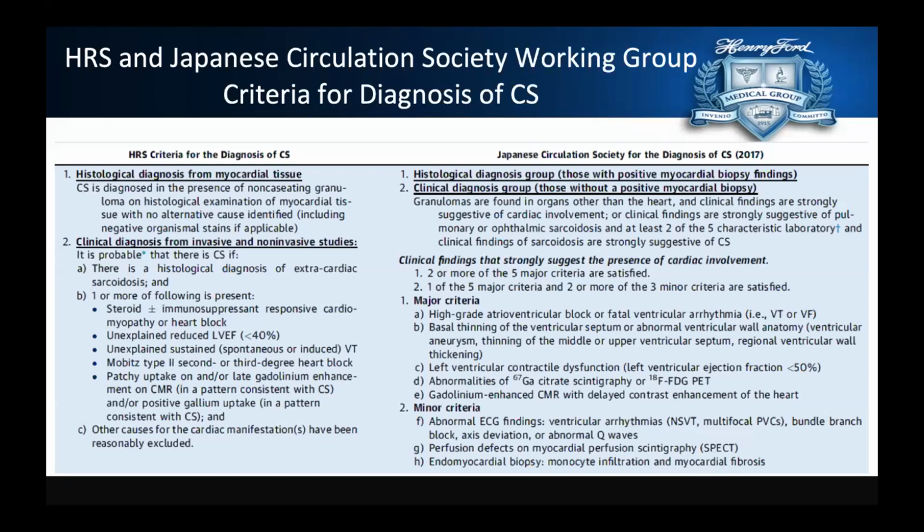Normally, the pattern of scar detected on MRI with late gadolinium enhancement is classically described as non-ischemic, and it usually involves the subepicardium and mid-myocardium in cardiac sarcoid. And of course, you're excluding any other causes for these cardiac manifestations. On the right side with the Japanese Circulation Society, again, we start with the histological diagnosis, and then there's a combination of major and minor criteria, very similar to HRS. You're looking at your high-grade AV blocks, your basal thinning of the ventricular septum or any abnormal anatomy, again, your left ventricular systolic dysfunction, any abnormalities on PET scan, cardiac MRI, or even perfusion defects.